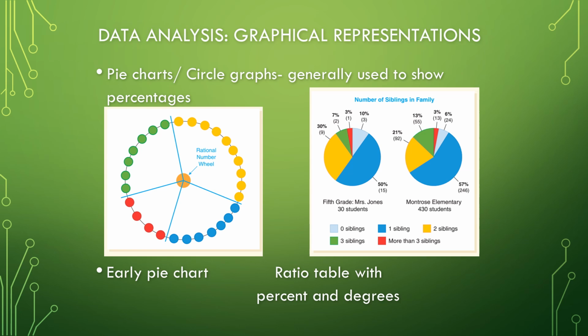There can also be circle graphs, sometimes called pie charts. It's important to remember with circle graphs or pie charts that these are typically percentages and they're taken out of 100.